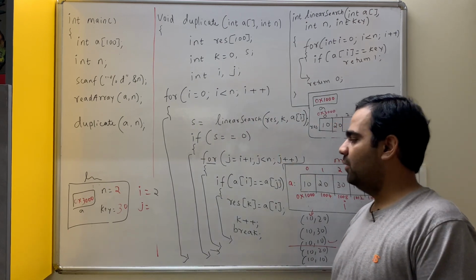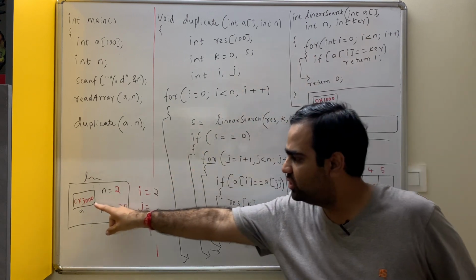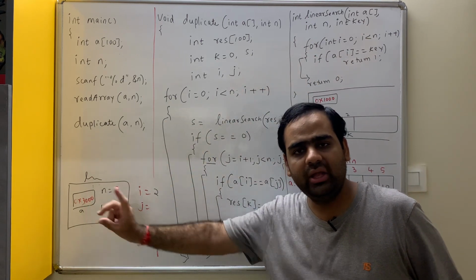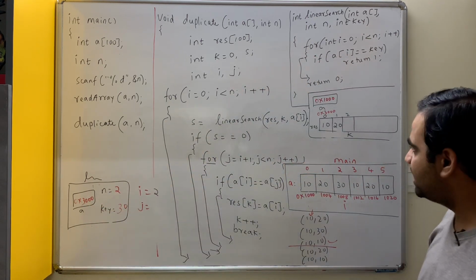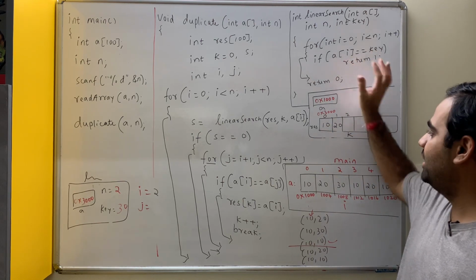Is that okay? Now search 30 in the array. I is 0. What is A of 0? A of 0 is star of 3000 plus 0 into D, star 3000. It is 10. Is 10 equal to 30? No. I plus plus, I becomes 1.